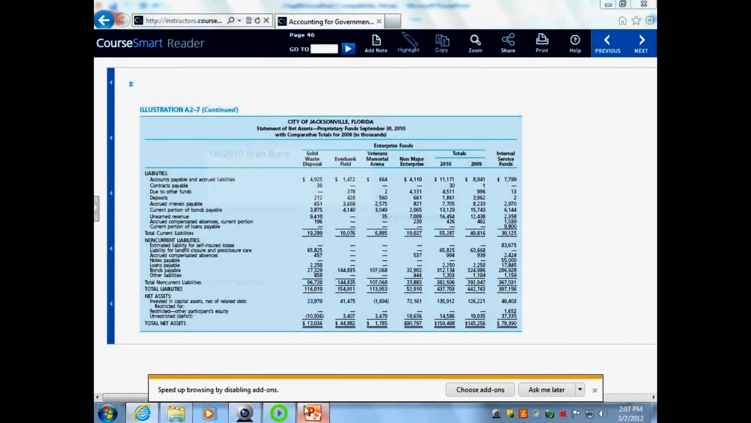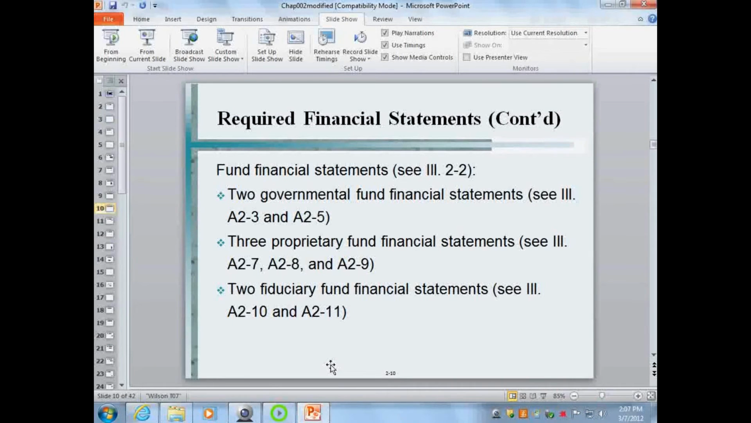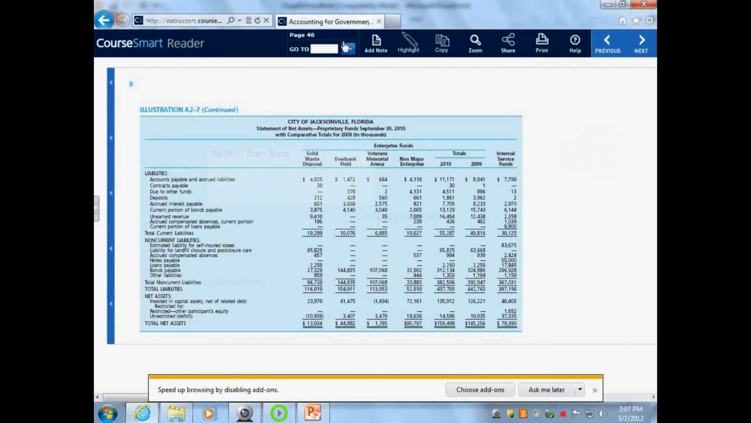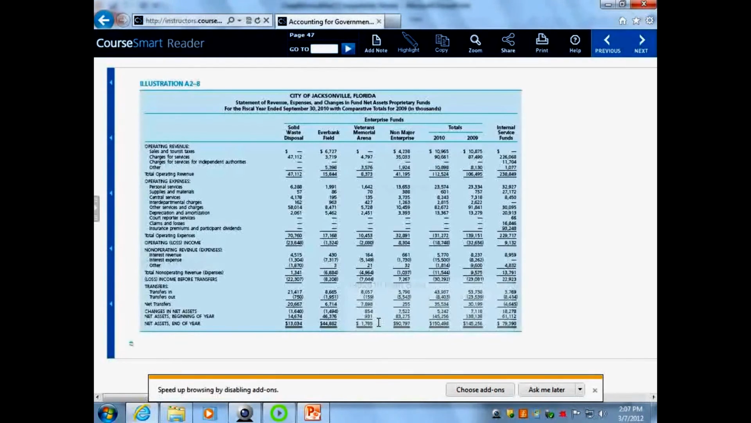So we have that, and as I said, I'm throwing a few statements at you with this, but now I'll go into the operating statement, the so-called income statement. Just don't call it income statement. This one is on page 47. Look at, again, just concentrate on the format of the statement. Don't worry about the individual line items.